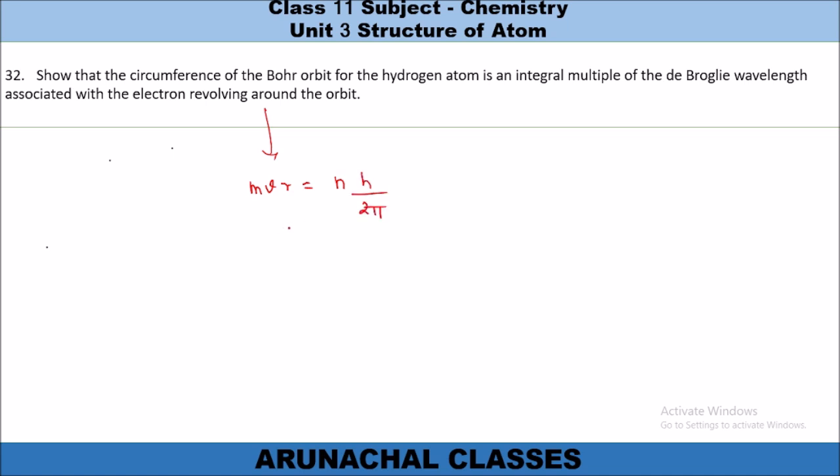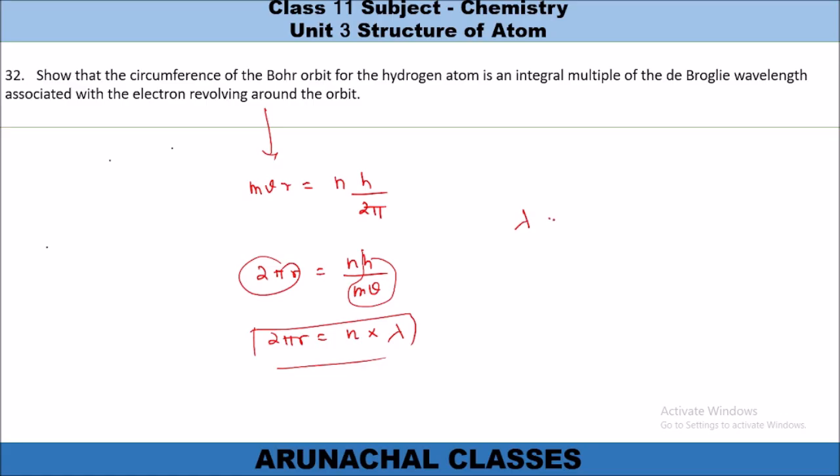So we just have to arrange it, 2 pi will be shifted here, 2 pi r equal to nh upon mv. Then 2 pi r indicates the circumference of the orbit, and it will be 2 pi r equal to n times h upon mv, and h upon mv is the de Broglie wavelength, so it will be n lambda.